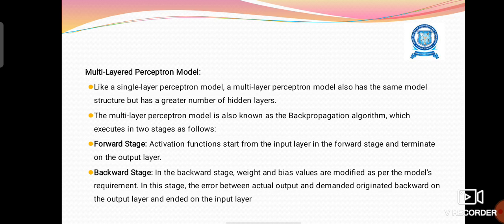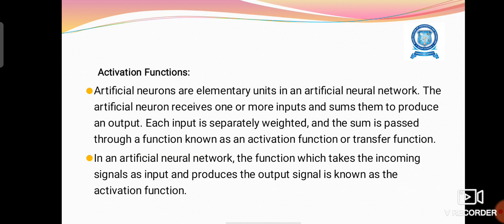In this stage, the error between the actual output and the demanded output is propagated backward from the output layer and ended on the input layer. Activation function. Artificial neurons are elementary units in an artificial neural network. The artificial neuron receives one or more inputs and sums them to produce an output. Each input is separately weighted and the sum is passed through a function known as the activation function. The function which takes the incoming signals as input and produces the output signal is known as the activation function.